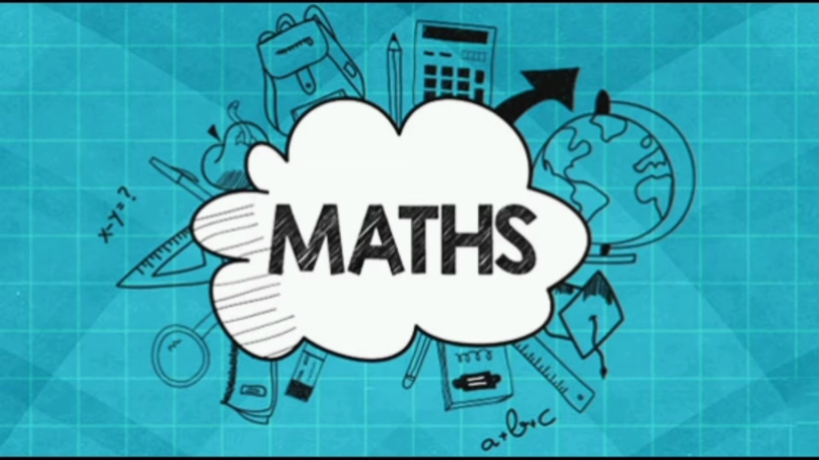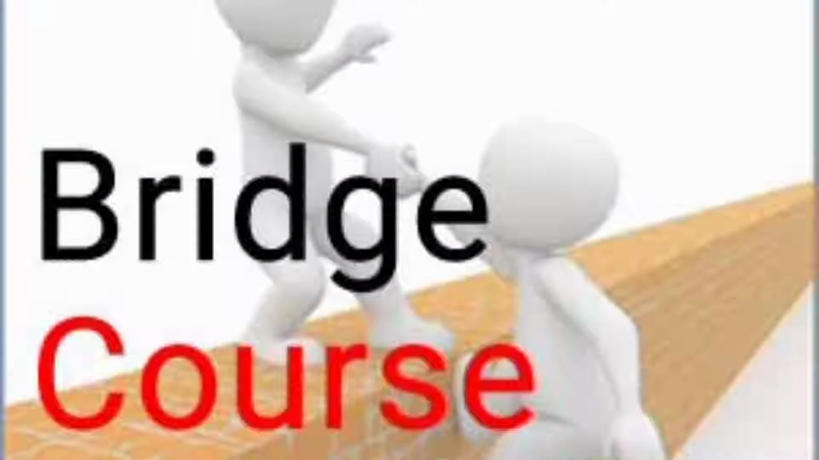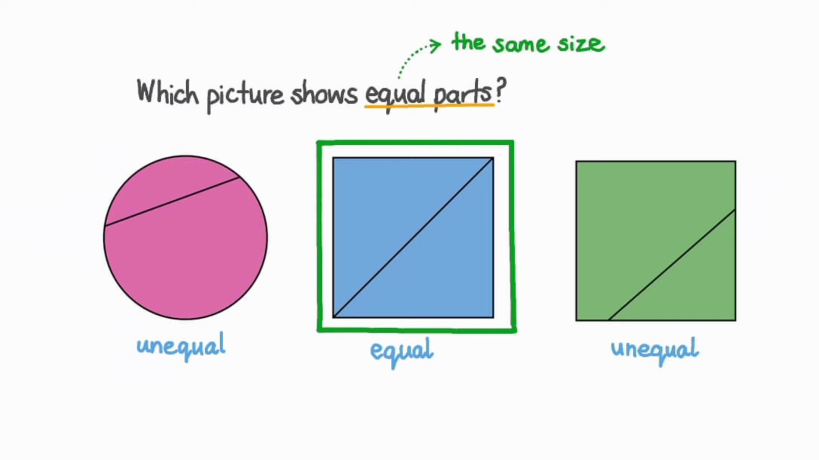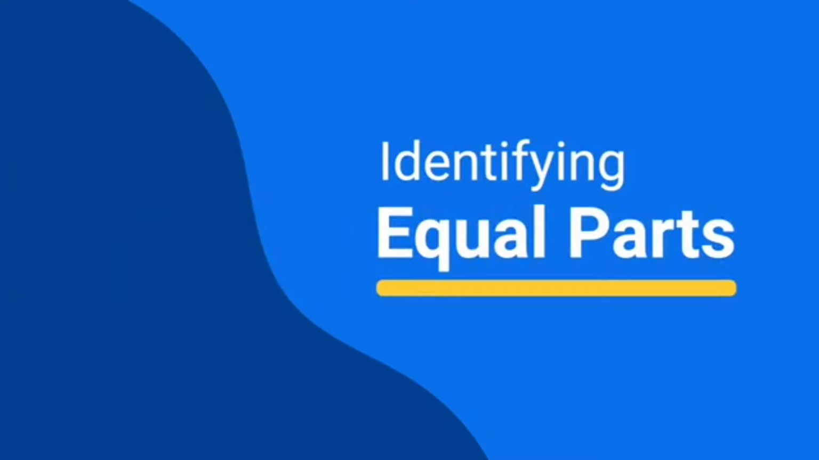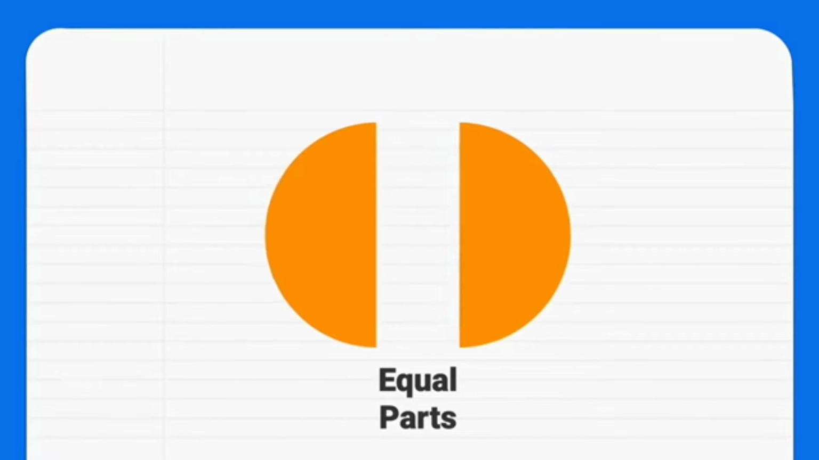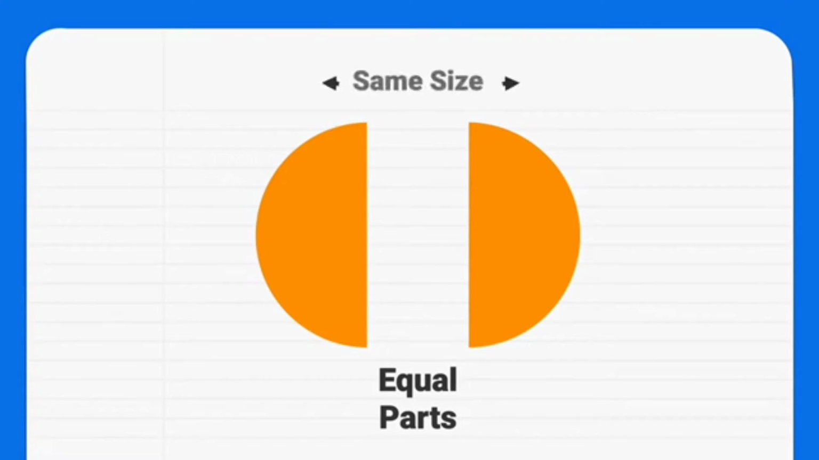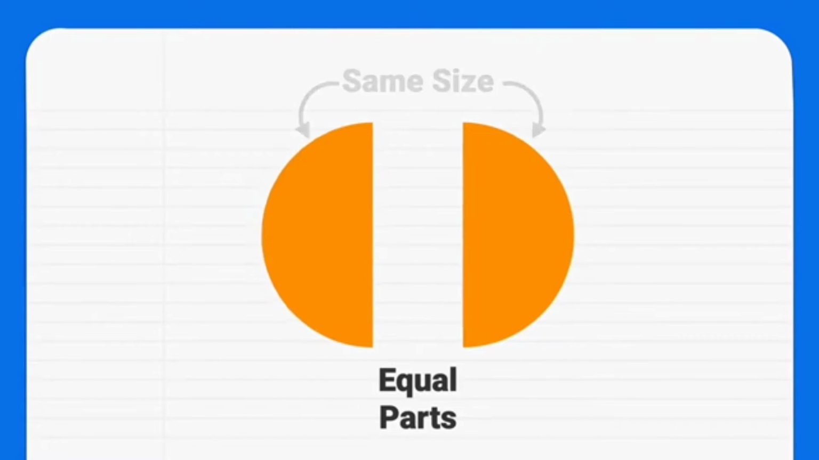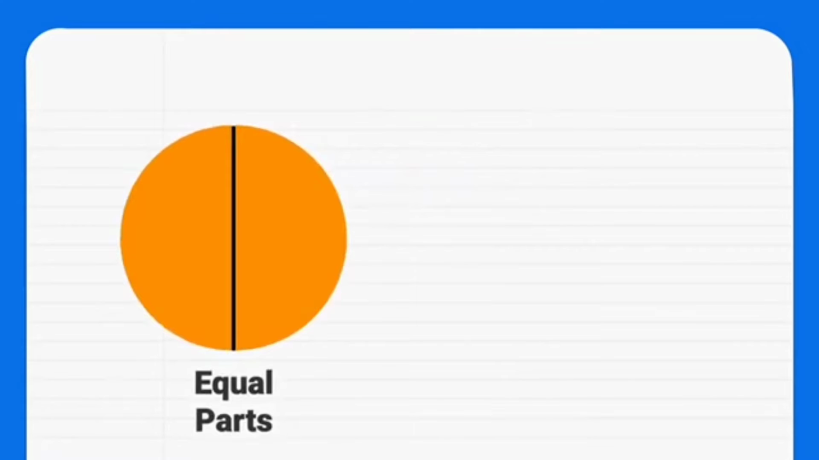Now I am going to teach about 6th standard Maths Bridge course, day 8, under the topic equal non-equal. Today we are learning how to identify equal parts. When we look at the circle, we can see it's been split into equal parts. We say the parts are equal because we can see that each piece is the same size.